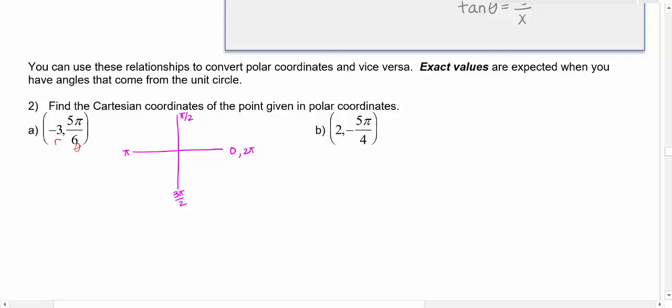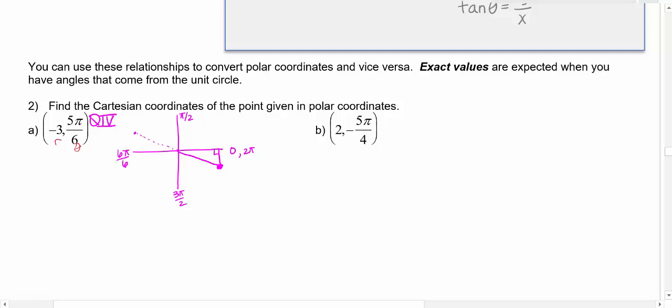So if I look at 5 pi over 6, 1 whole pi is 6/6, so 5 pi over 6 would look something like so, with a length of 3, but it says -3. So I'm actually over here on the opposite side of that. So here's where my point is. So this is a quadrant 4 point. And so now what I'm going to do is actually just enclose this angle.